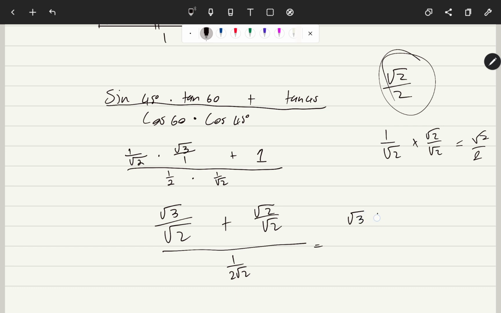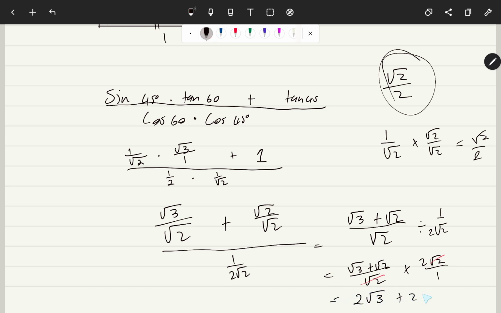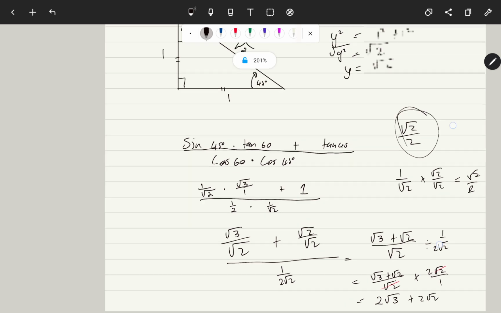Square root of 3 plus square root of 2 divided by square root of 2, which is divided by 1 over 2 square root of 2, right? So this whole thing is square root of 3 plus square root of 2 all over square root of 2, multiplied by 2 square root of 2 over 1. And then the square root of 2's cancel each other out. And then we're just going to have the final answer of 2 square root of 3 plus 2 square root of 2, and that's it. You're done.